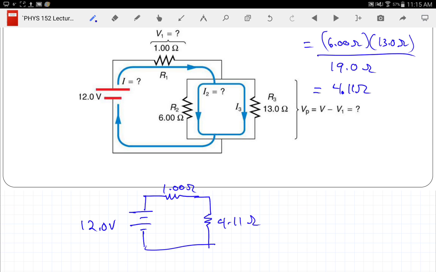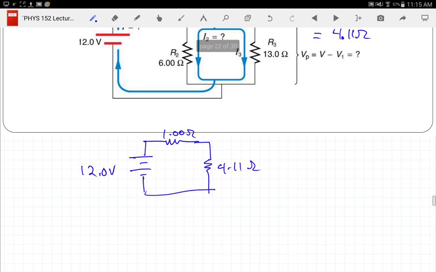4.11 ohms. How do I find the current now? Ohm's law says I is equal to V over R. The voltage difference going from here to here is clearly 12 volts. So that means I have 12 volts over that series combination. We can all add that series combination in our heads, right?